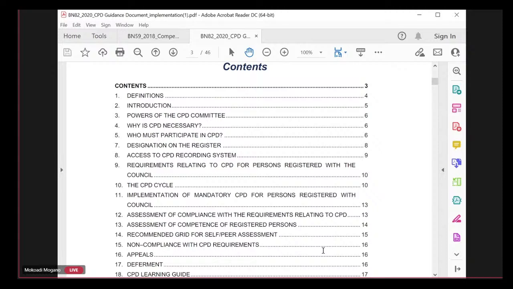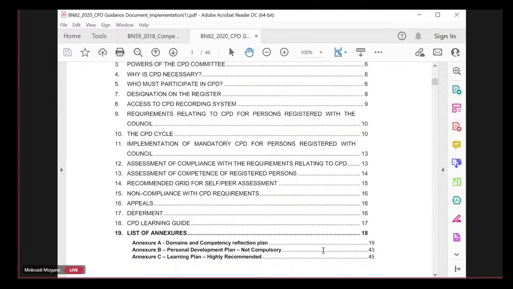All right, so in terms of the contents of the guidance document, we have the definitions. We have an introduction that talks to the CPD requirements and so forth, why CPD. We also have the powers of the CPD committees, and just to explain why CPD is necessary and who must participate in CPD, and designation on the register of council, whether practicing or non-practicing. How does one designate themselves as practicing and non-practicing? And then access to the CPD recording system.